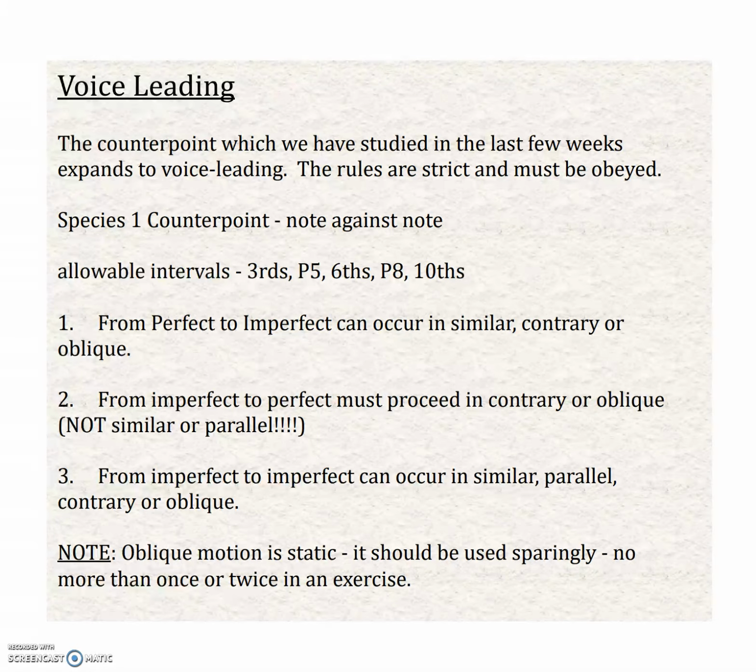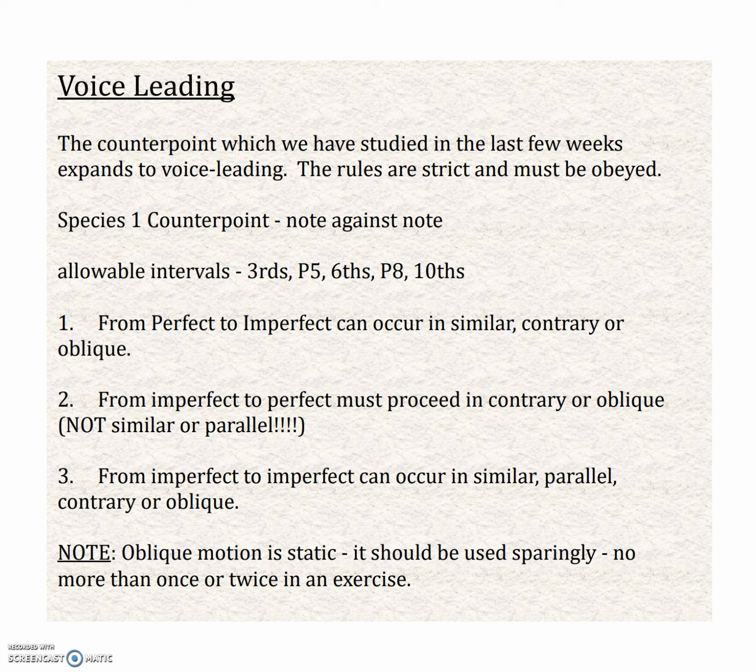In species 1 counterpoint, there are only certain intervals which you will be allowed to write, and those are thirds, perfect fifths, sixths, perfect octaves, and tenths. That's it. So the rules. Number 1, if you go from a perfect interval, meaning a perfect fifth or a perfect octave, to an imperfect interval, meaning a third, a sixth, or 10th, you can do that in similar, contrary, or oblique motion.